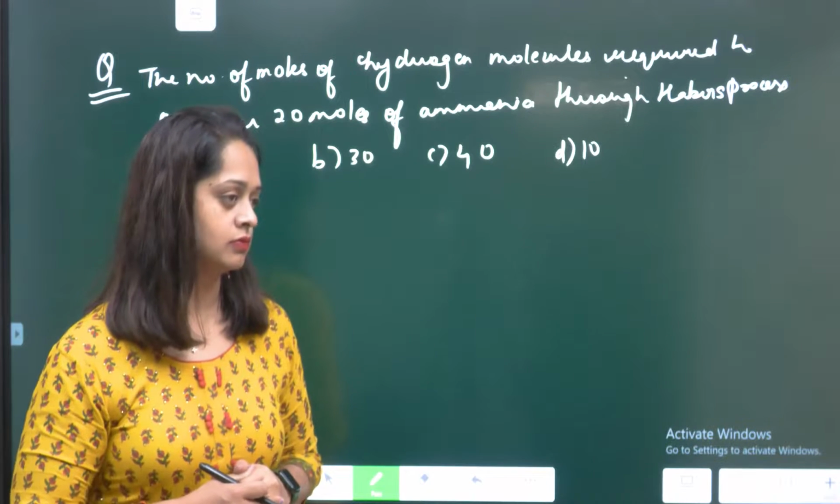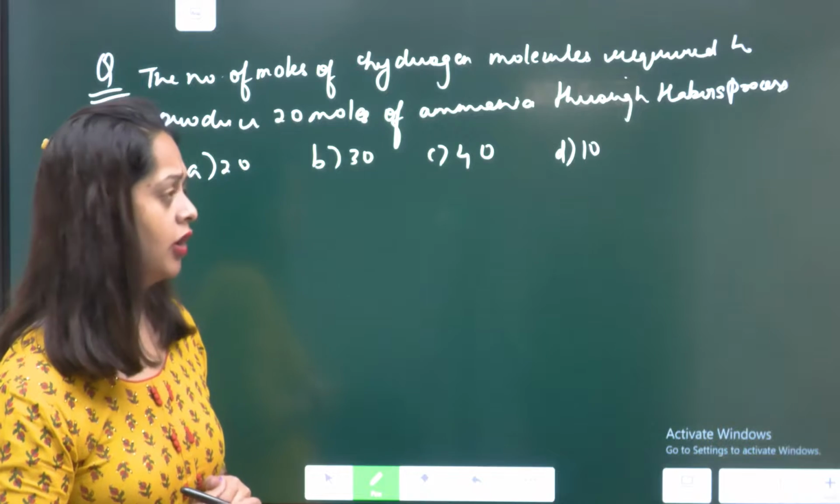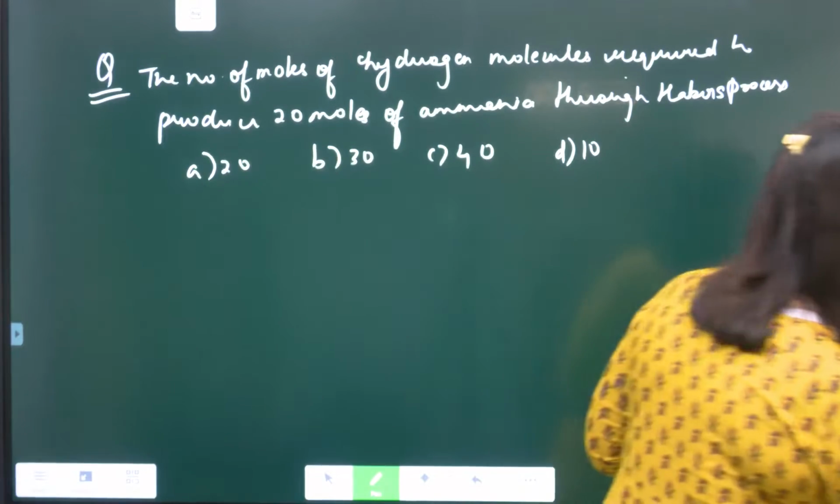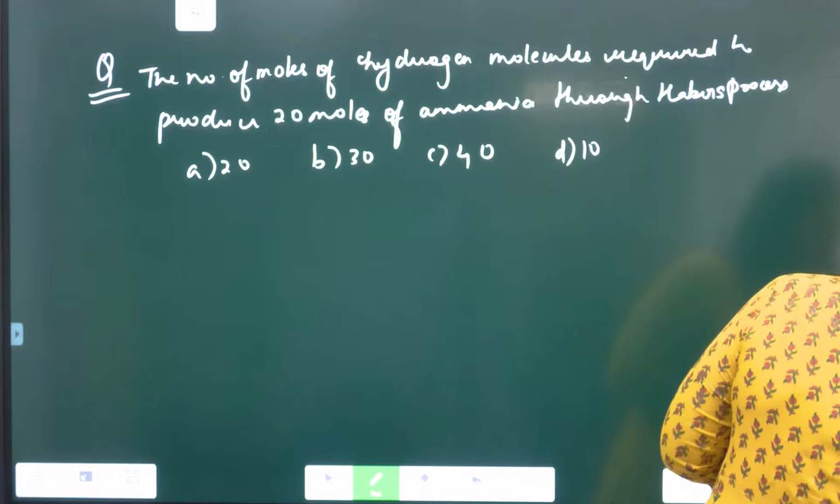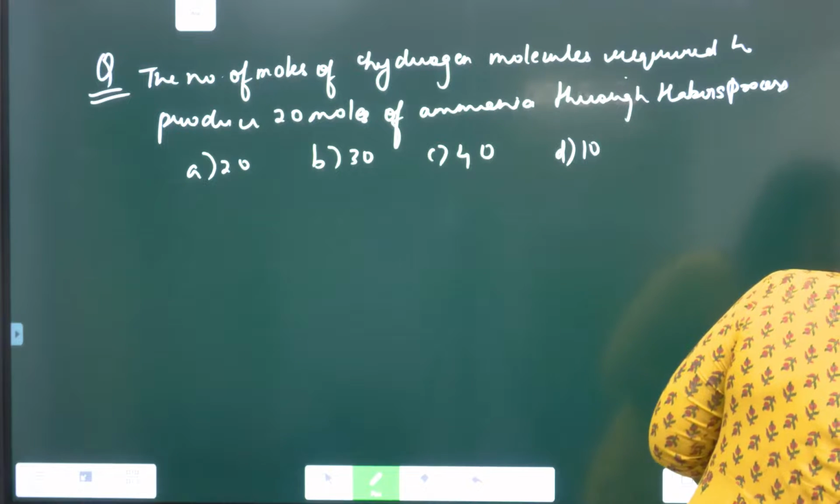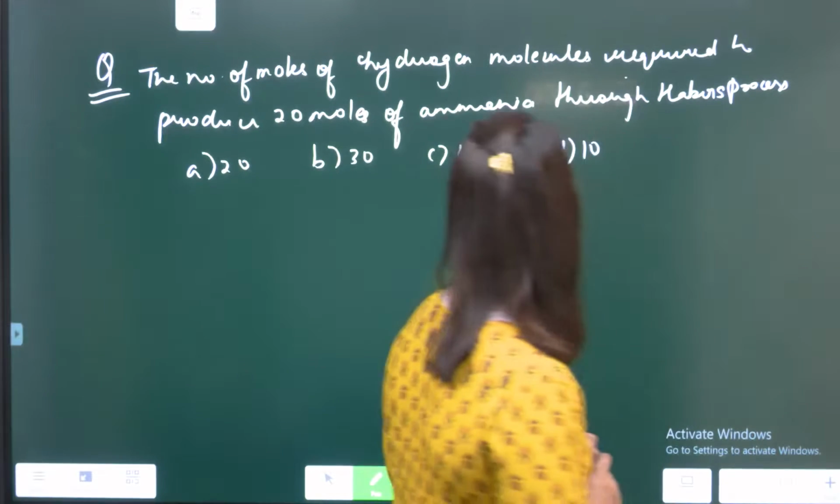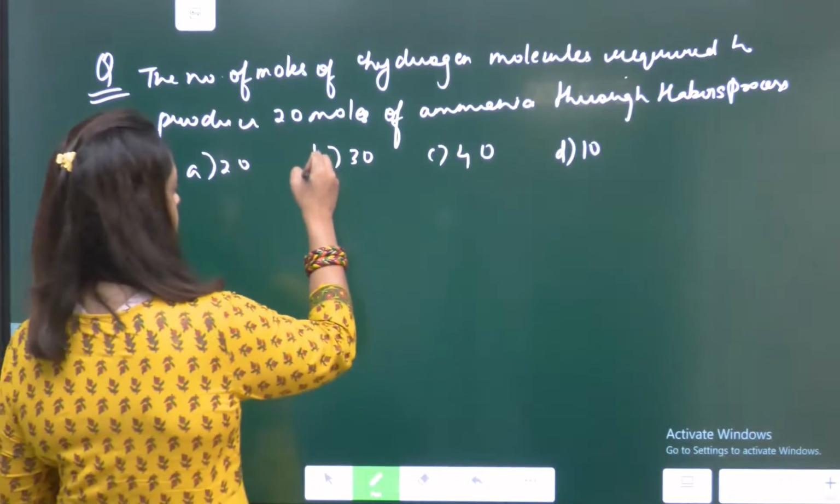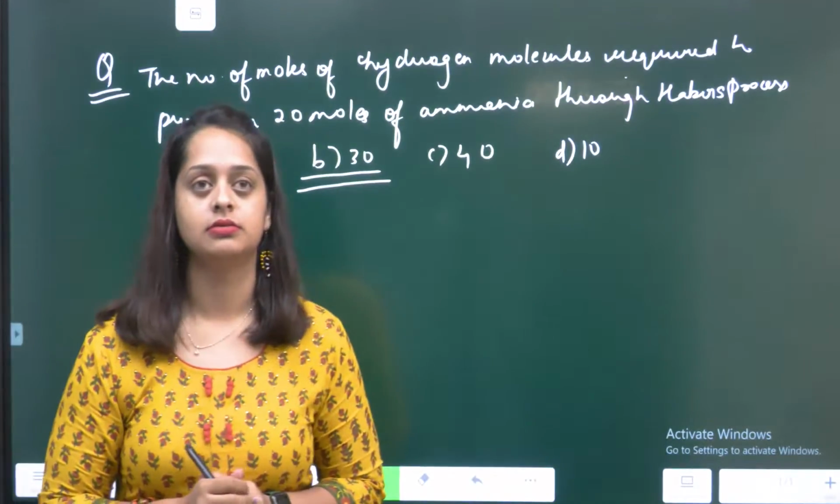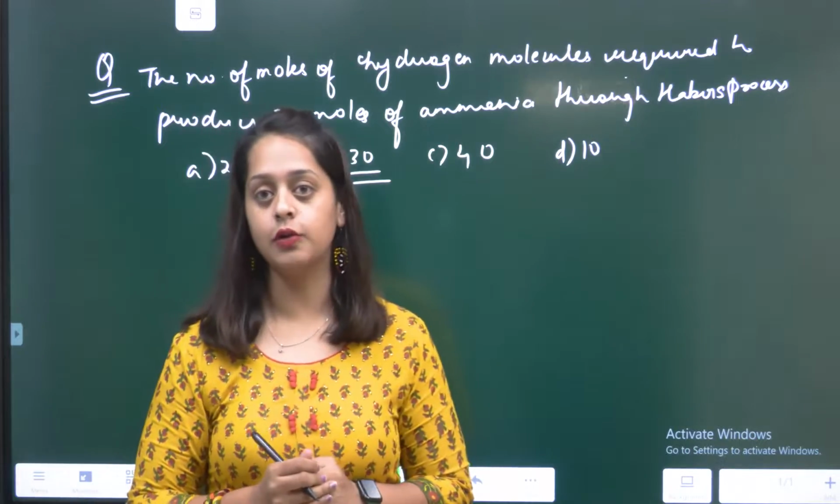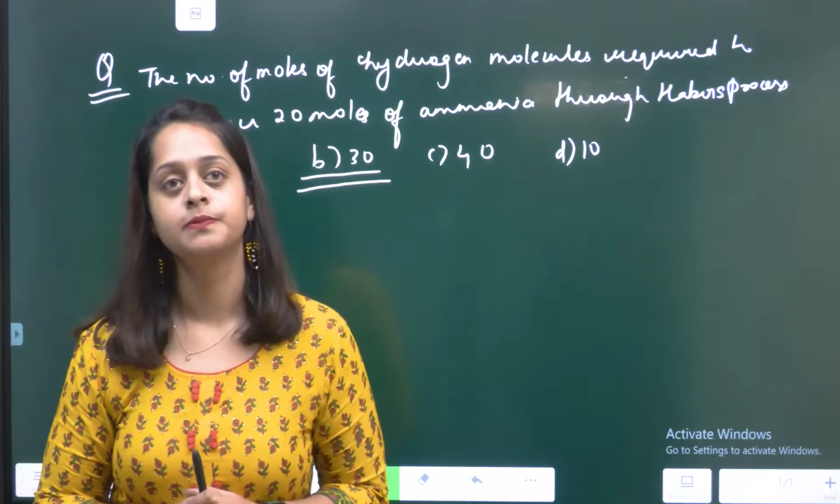Ma'am, 30 moles. What? Say that. Answer, ma'am, 30 moles. So your answer is coming out to be, you're saying it is option B. Anybody else who has solved this question? Are you also getting the option B?